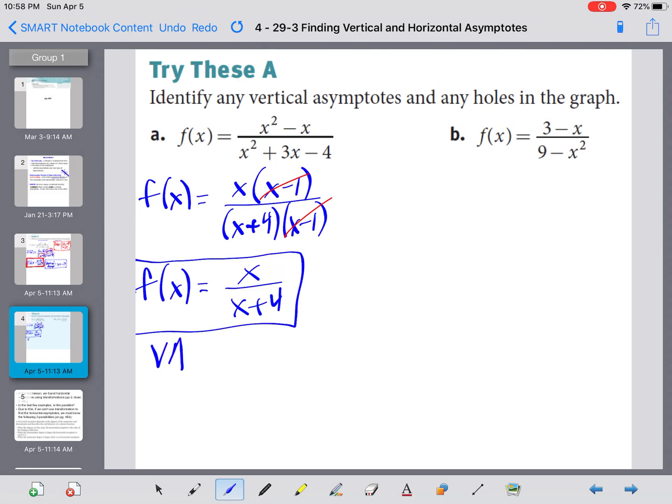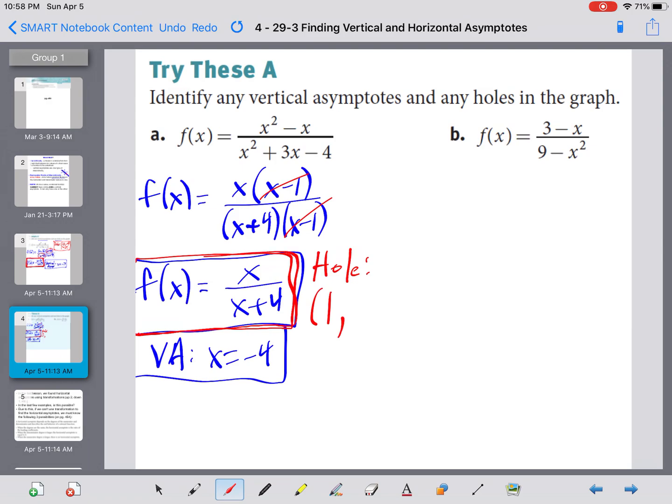I can get my vertical asymptote from there. From the denominator, it's X equals -4. Now my hole, because X minus 1 was the term that canceled out, the X value of the hole is 1. To find the Y value, I take 1 and plug it into what I'm boxing right here, my reduced function. So if I plug in 1 there, I get 1 over 5, so 1/5.